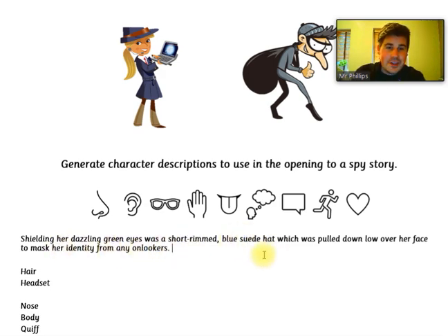Now, I want to try and get another sentence in there. If I was being lazy, I could cut this in two. I could say, shielding her dazzling eyes was a short-rimmed blue suede hat. Because I've added loads more in there, I could technically put a full stop and then say, it was pulled down low over her face to mask her identity from any onlookers. That would be acceptable, but I'm not going to model that to you, because that would be me being lazy.